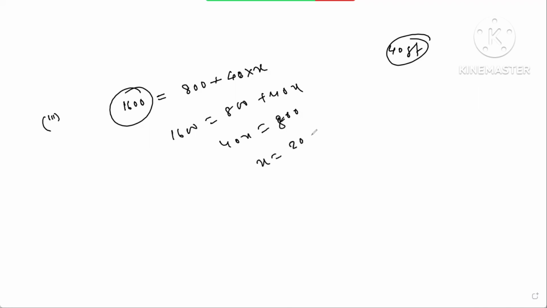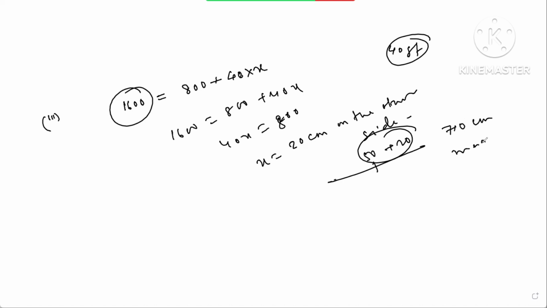So x equals 20 centimeter on the other side. So the rule can be brought in equilibrium by placing the additional weight of 40 gram force at a distance of 20 centimeter on the other side. That is, the middle point is 50, plus 20, that is the 70 centimeter mark. From there, additional 20. So you have to place the additional weight of 40 gram force at the 70 centimeter mark. Okay.